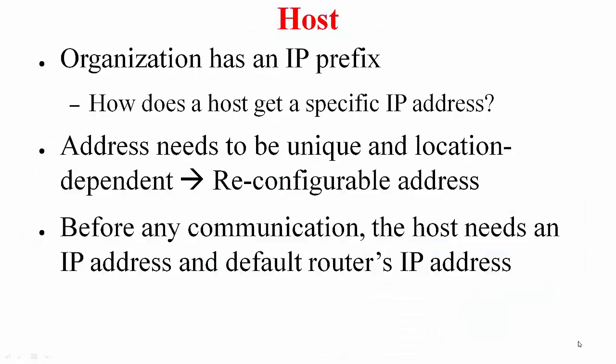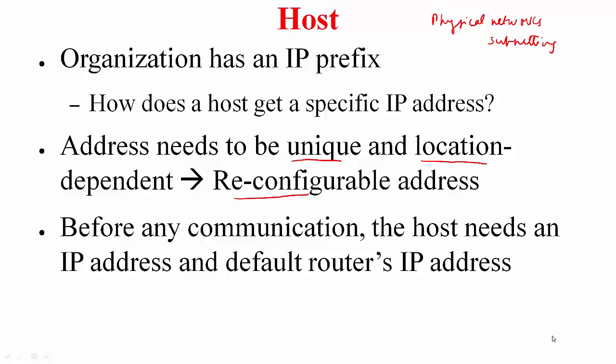Now that an organization has an IP prefix, how does a host within this organization get a specific IP address? Note that an organization can have many physical networks, and it can do subnetting based on this particular IP prefix. An address that is allocated to a specific host naturally needs to be unique, and not only that, it has to be location dependent. Based on which subnet it belongs to, it will get a different IP. That means that if this host is now plugged into a different subnet, it needs to change its address. This means that these addresses have to be reconfigurable. This is unlike the Ethernet addresses, which are fixed as decided by the Ethernet card manufacturer.